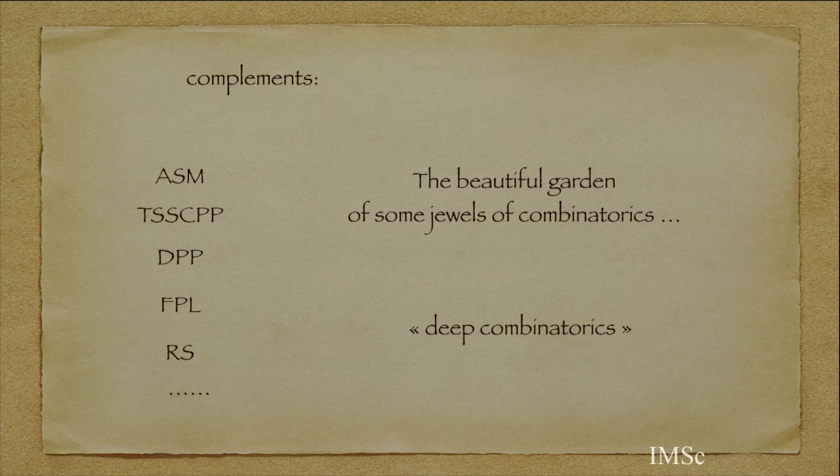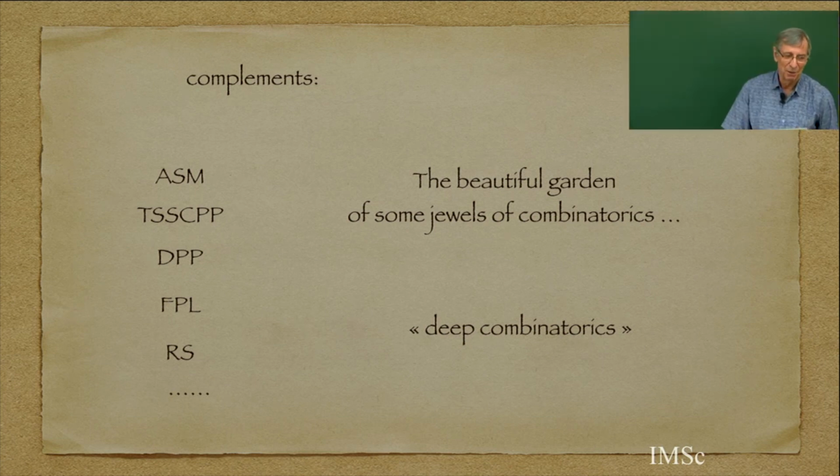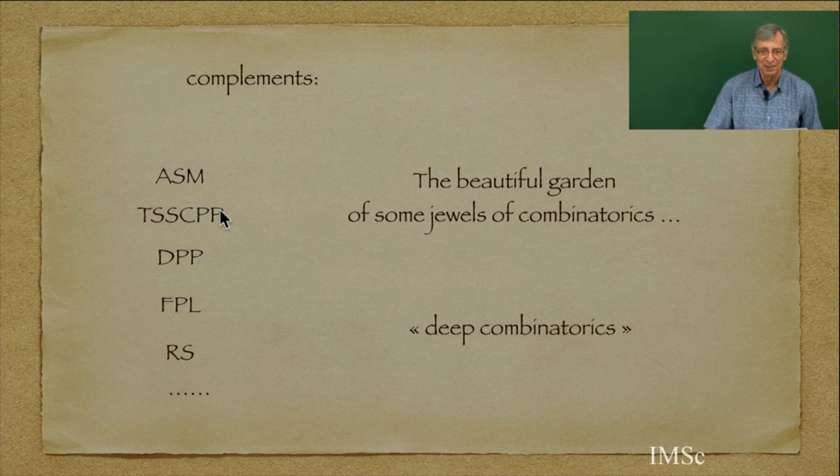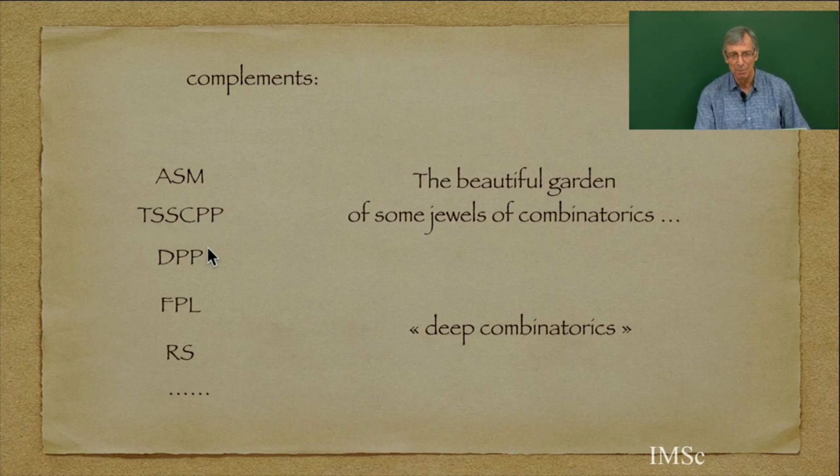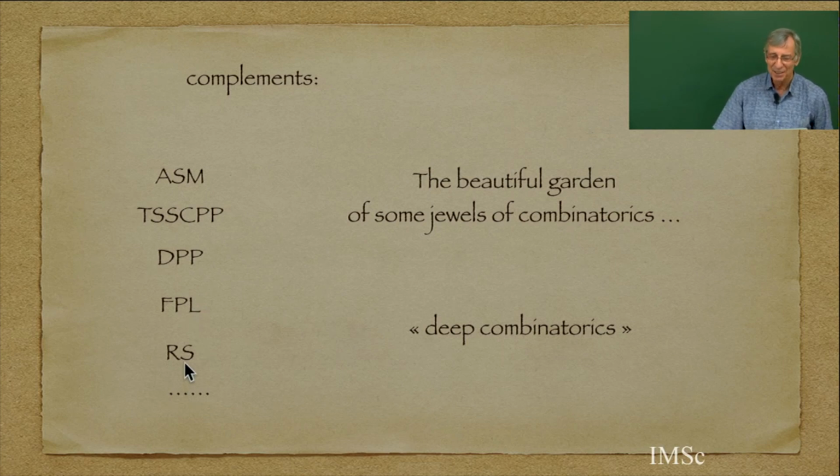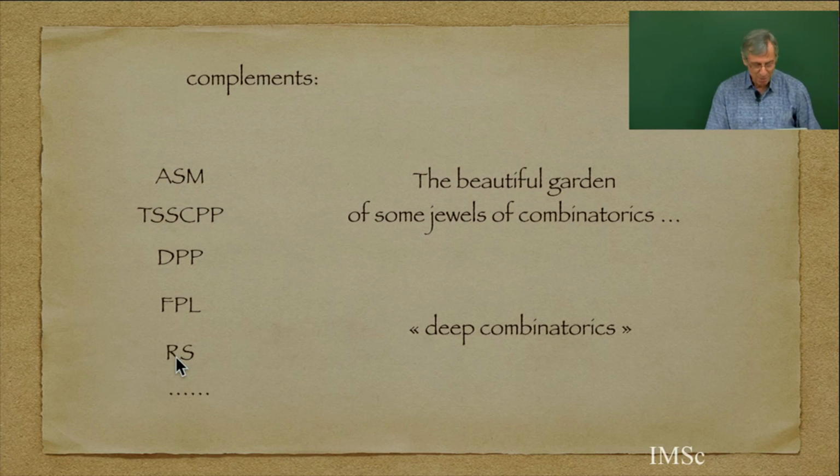And we have touched the subject of Einstein matrices. This is the jewel of combinatorics. We are really in the beautiful garden. This is Einstein matrices, totally symmetric self-complementary plane partitions, descending plane partitions, the FPL. RS is not Robinson-Schensted, it is Razumov-Stroganov. Maybe I have 10 minutes to give you a beautiful walk in this fantastic garden. So this is in complement.